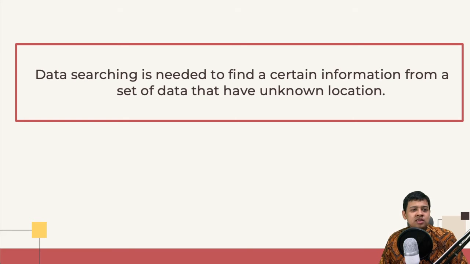Let's see. So what is searching? Data searching is needed to find certain information from a set of data that has a known location. If we know the location, we don't search, we just go to that location and take that information. But with searching, we want to find information whose location we still don't know.